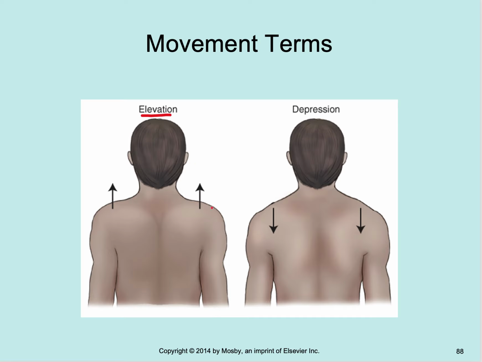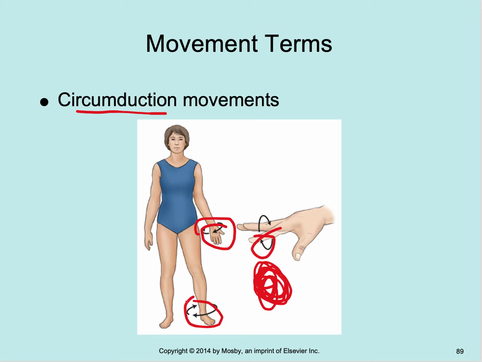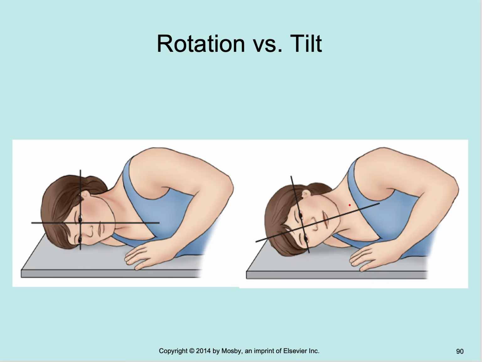Elevation, you are going to bring your shoulders up, right? So that's elevation. Depression, you're moving your shoulders down. You're depressing them. Movement type still, circumduction movements, when you're able to move it in a circle. So you can circle your finger, you can rotate your wrist, your finger, your leg, so they can move in a circle. Circumduction movements. Rotation versus tilt.